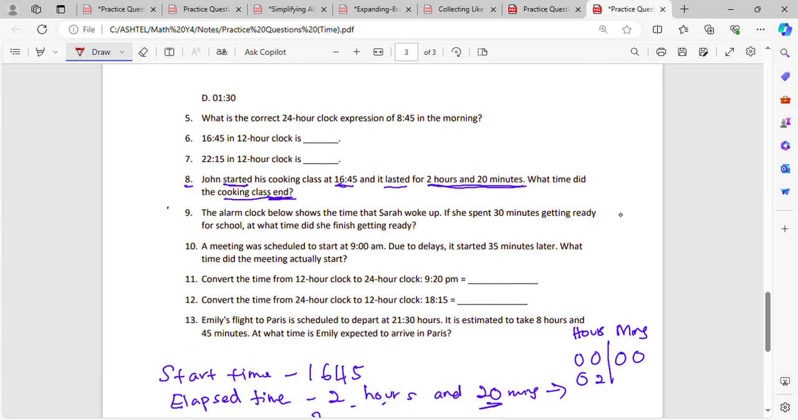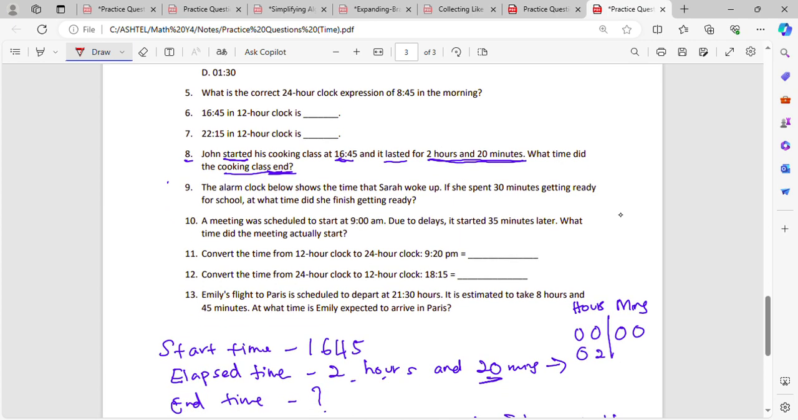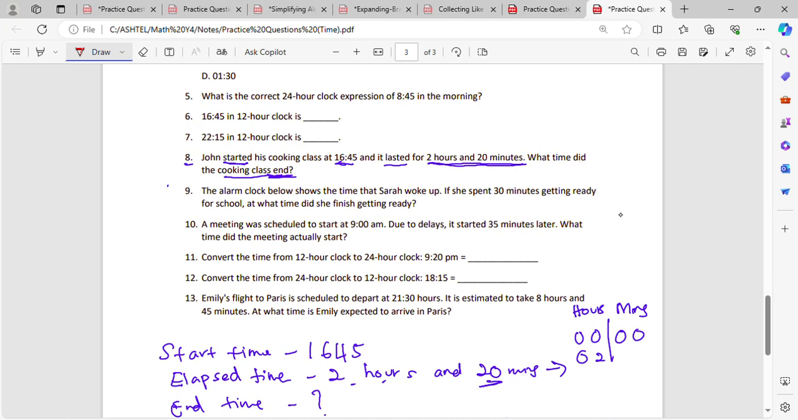Okay, so then let's talk about question 10. Question 10 says you're scheduled to start at 9 a.m. Due to delays it started 35 minutes later. What time did the meeting actually start? This one is also the same thing. You have the start time of 9 a.m., but then it delays, so this 35 minutes means the elapsed time. So now you're looking for the end time.